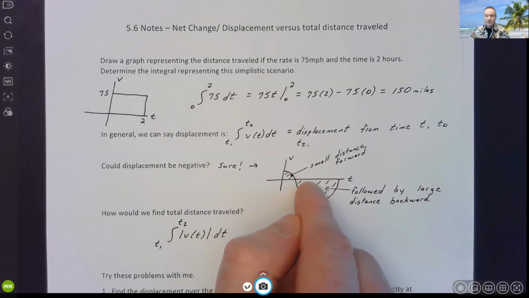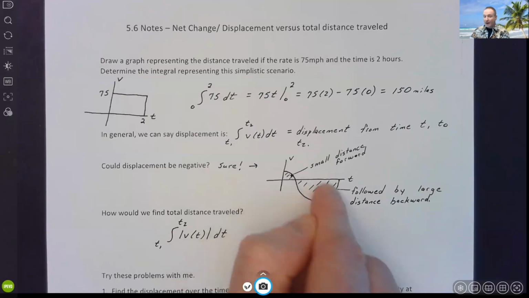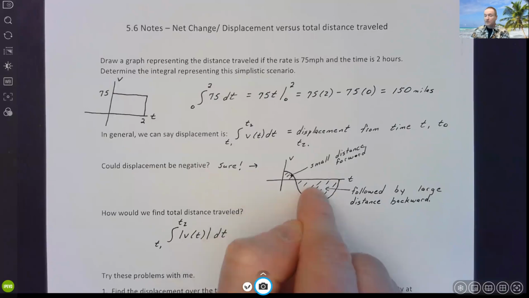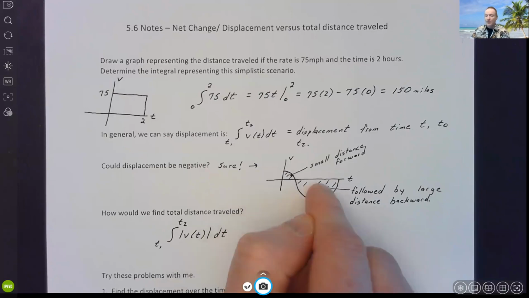Well, I should say, it's going to equal the displacement over this period. And I can say the displacement over this period, there's more backwards movement than there is forwards movement. There's more area underneath the curve than there is above. So I can say, well, yeah, this would be a case where we have negative displacement.